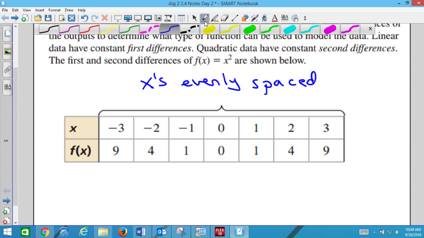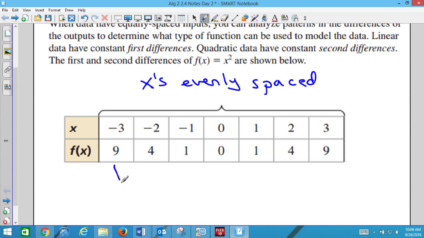The next thing that we're going to do after that is find the differences for the y values. So I'm going to look from 9 to 4. What do I do to 9 to make it into 4? I subtract 5. How do I make 4 into 1? Subtract 3. How do I make 1 into 0? Subtract 1.